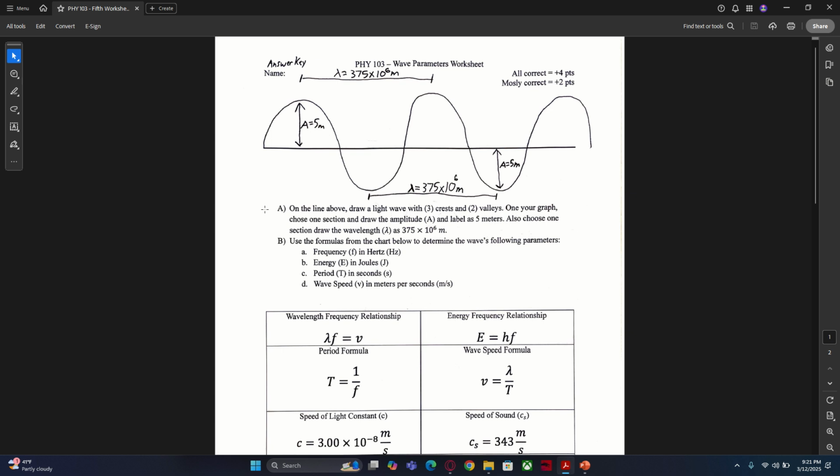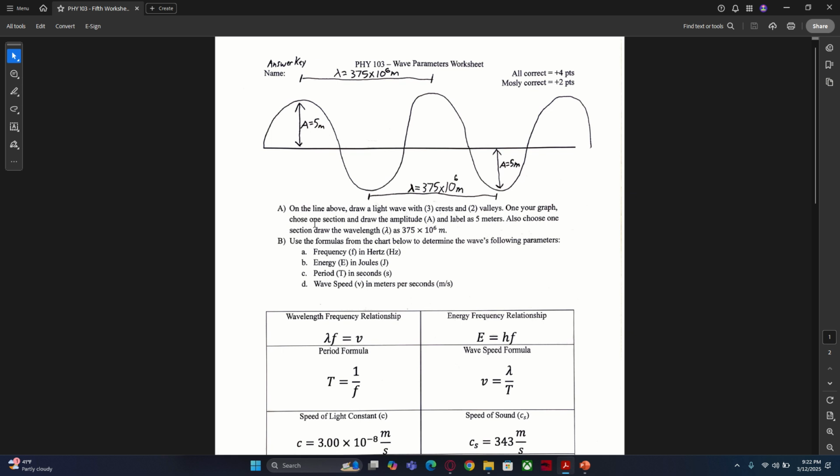So for part A, on the line above this arbitrary axis, draw a light wave with 3 crests and 2 valleys. All right, so our first crest, then a valley, another crest, and a valley, and then ending with a third crest. That checks off. We have 1, 2, 3 crests above this axis and 2 valleys below it.